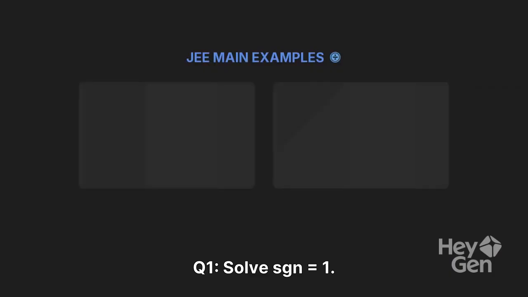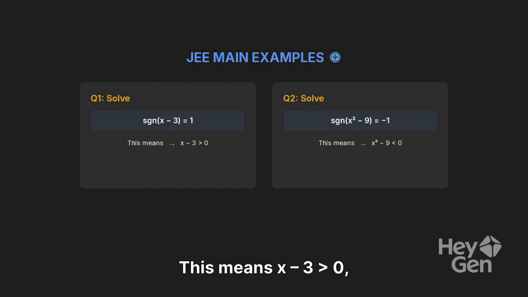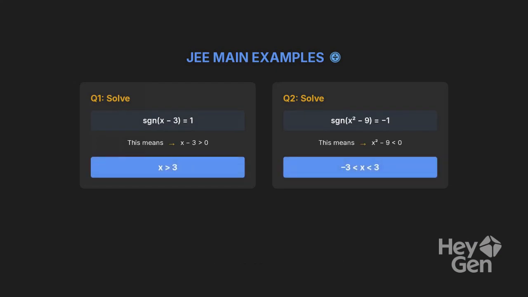Q1. Solve SGN of (x minus 3) equals 1. This means x minus 3 is greater than 0, so x is greater than 3. Q2. Solve SGN of (x squared minus 9) equals -1. This means x squared minus 9 is less than 0, so -3 is less than x, which is less than 3.